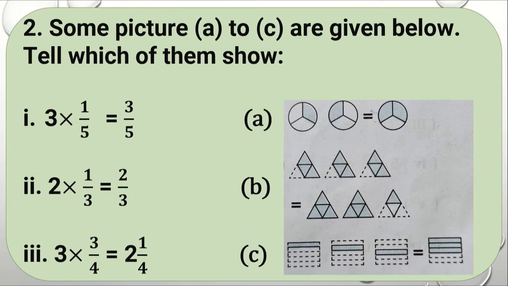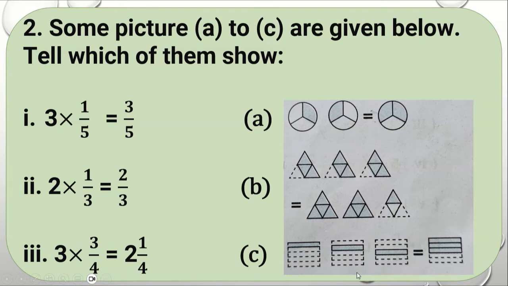Second question. Some pictures A to C are given below. Tell which of them show 3 into 1 by 5, that is 3 upon 5; 2 into 1 by 3, that is 2 upon 3; 3 into 3 by 4, that is 2 and 1 by 4. So which figure shows which?